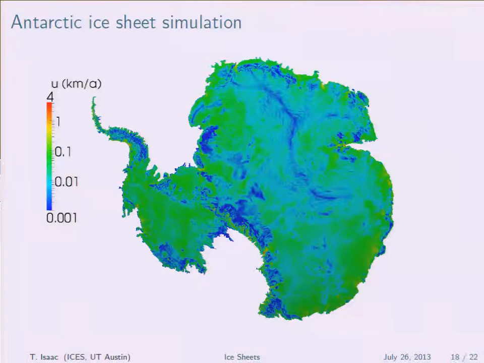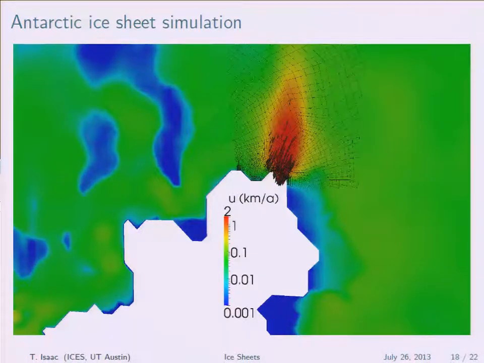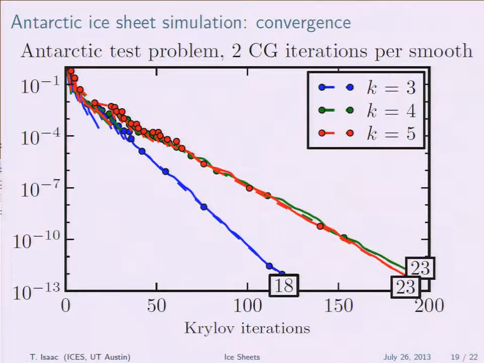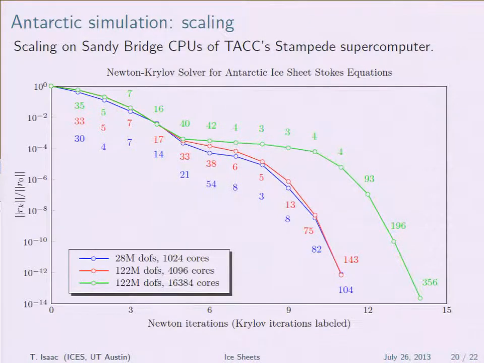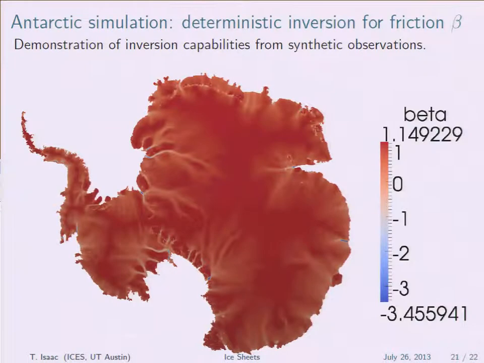So now, going to the full Antarctic ice sheet problem, where you have very small regions of fast flow like I talked about. The physics and geometry of this problem are a bit more challenging, so you have a few more iterations, but you still have a good bound on the convergence rate even as you go to higher order elements. And then here's just one slide showing that we can scale this problem out to 16,000 cores of the new TACC Stampede supercomputer.